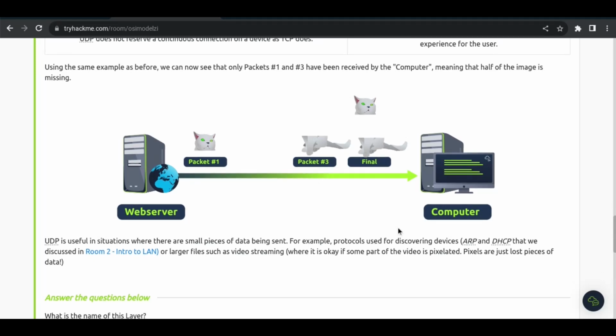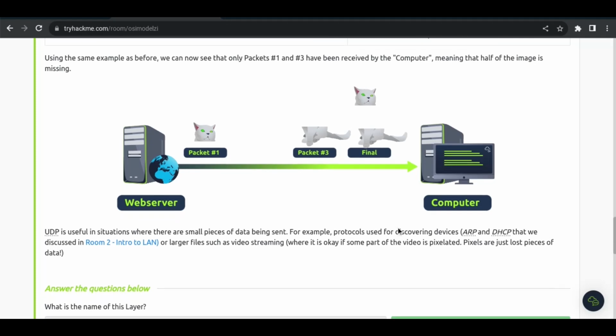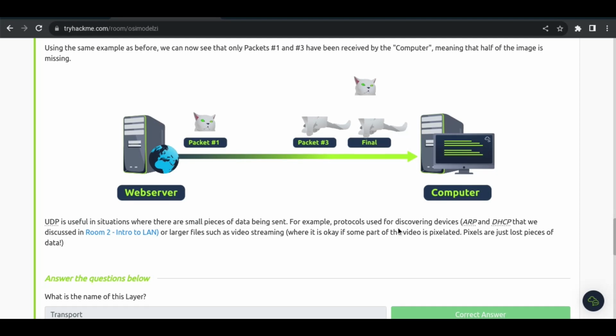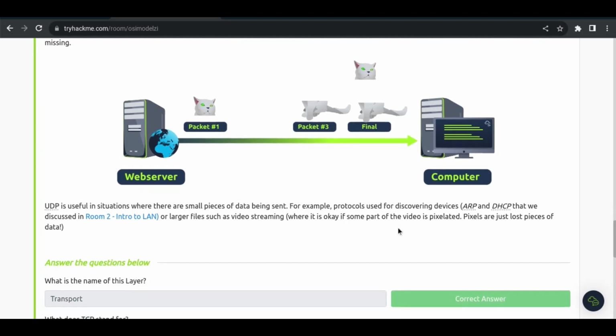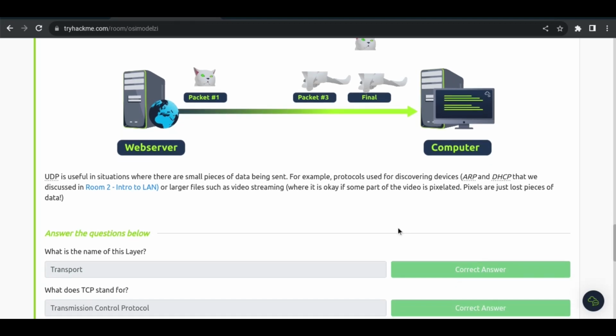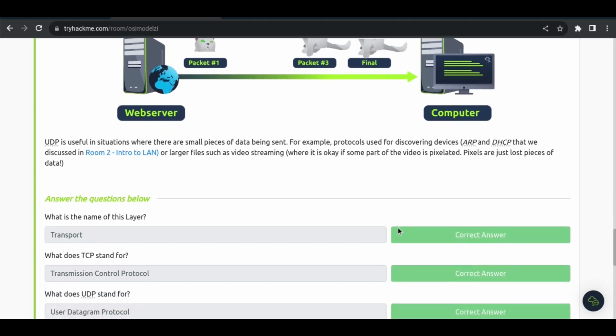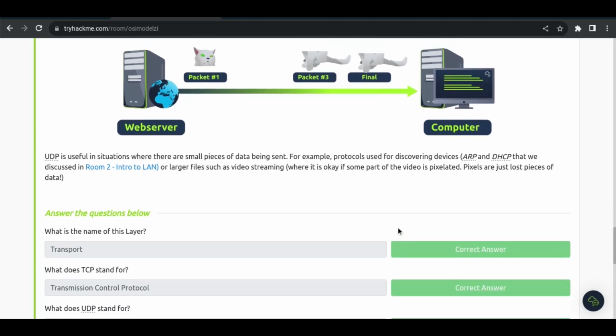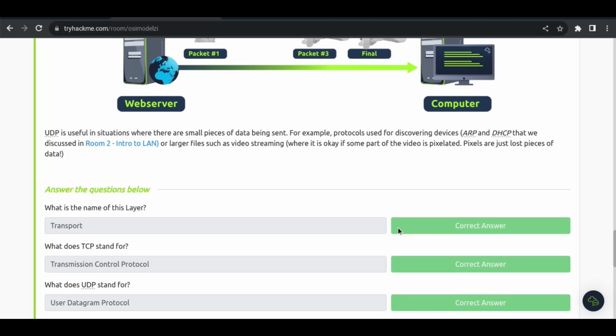Moving on to answer the questions below. What is the name of this layer? And that is transport. What does TCP stand for? And that's Transmission Control Protocol. Moving on. What does UDP stand for? And that's User Datagram Protocol.